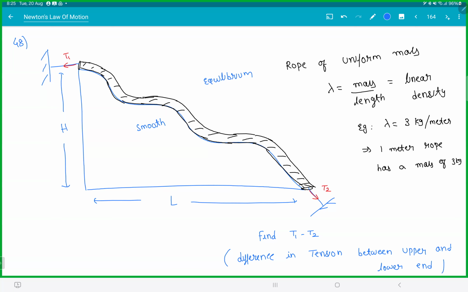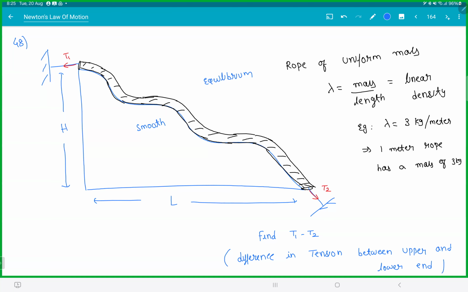mgl by l square plus h square. What is m here? What is m? Did I give you that? You guys now have a habit of giving answers in some weird variables which I didn't give you. Where did I give the mass of the rope? I gave you mass per unit length. Did I give the length of the rope? I didn't give you the length of the rope. So you can't find the mass of the rope. I don't know what the mass of the rope is.